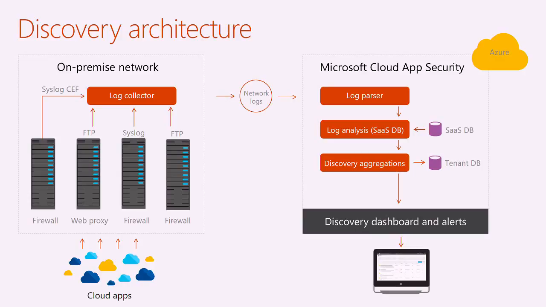You can have that log collector on your network either through FTP or syslog, and that log collector you can upload through syslog CEF format. Those network logs then go through our log parser. We do an analysis through our SaaS database. Then we do some aggregations in the tenant DB, and we bubble that up into the dashboard so that you can then see those alerts. And that can be an automatic process or a manual process, depending upon how you want to set that up.